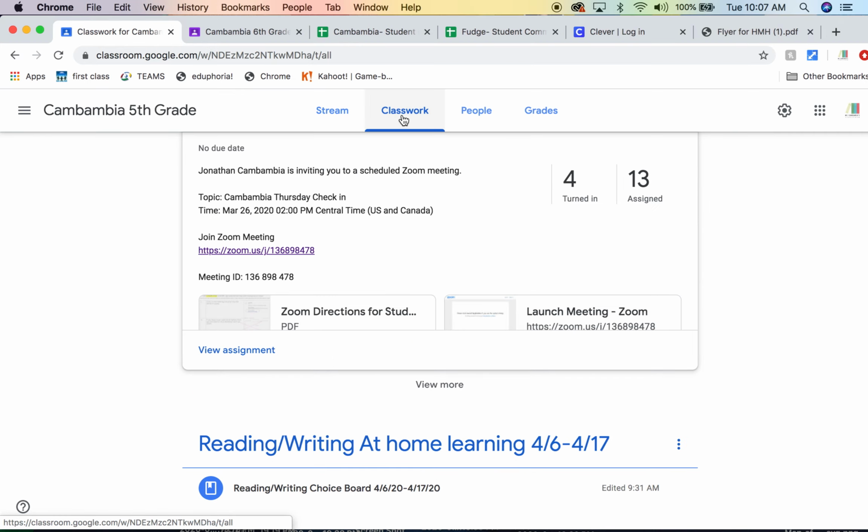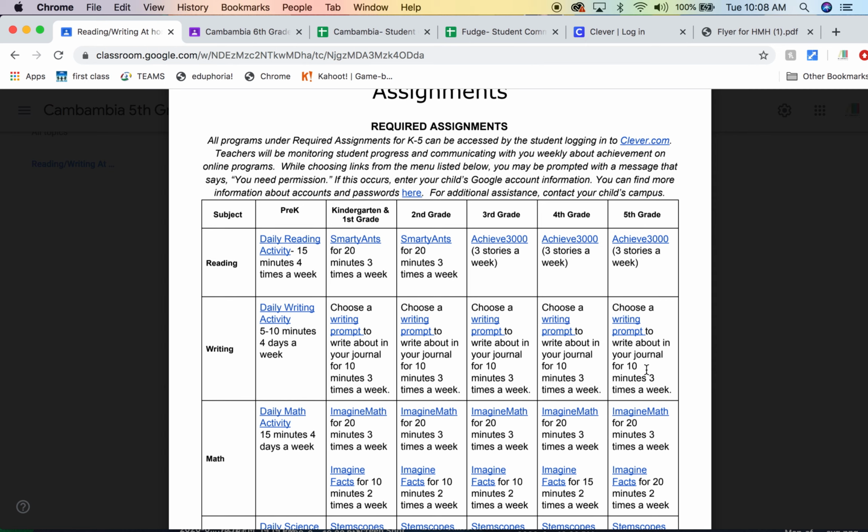Then what you do is you read the directions. You're going to be using this choice board that the district has put out for you guys. It says fifth grade. The only work that you're going to have to do for me this week and next week for reading is going to be 3 Achieve 3000 articles. And for writing, choose a writing prompt to write about in your journal for 10 minutes 3 times a week. So 3 journal entries for this week and then 3 journal entries for next week.